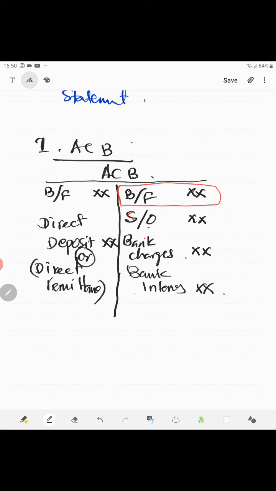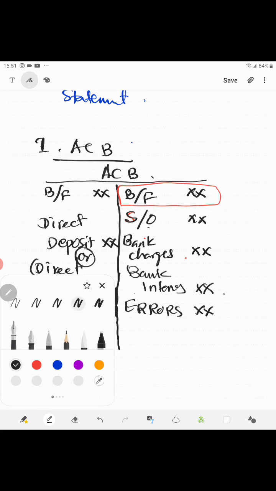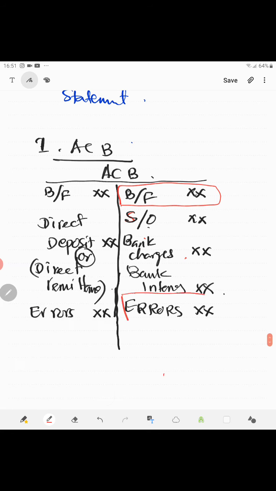So finally, we may also need to incorporate errors. Errors can be an effect on the credit side, or errors can be an effect on the debit side. Remember again, it is not both. It is either. But if we have more than one error, one is a debit effect and the other a credit effect, you have to have both. So just remember that. So it can be either a debit or a credit.